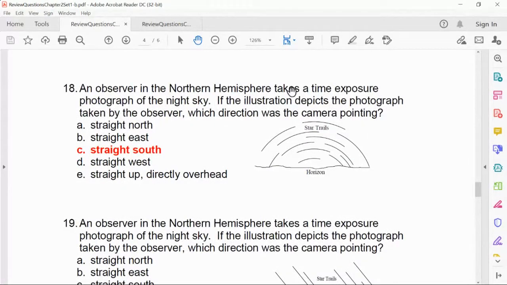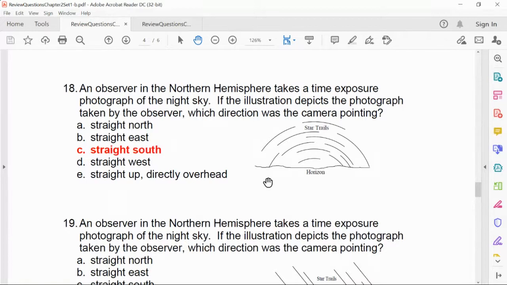An observer in the northern hemisphere takes a time exposure photograph of the night sky. If the illustration depicts the photograph taken by the observer, which direction was the camera pointing? Remember what we talked about in the last lecture.